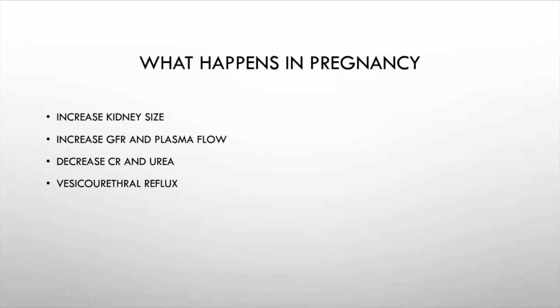So what happens in pregnancy in the renal system or in the kidneys? The kidneys increase in size, and there is an increase in glomerular filtration rate and plasma flow, and a decrease in the creatinine and the urea. There's also a vesico-ureteric reflux, which happens normally in pregnancy.